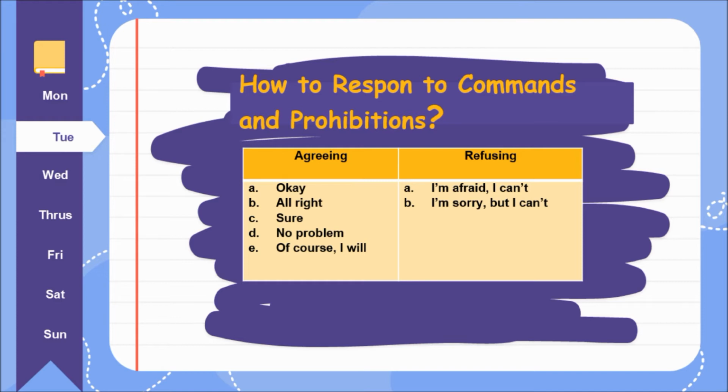When you agree to do something, you can say, okay, alright, sure, no problem, of course I will. For example, a friend tells you to open the door, so you can respond by saying, okay, alright, sure. And when you want to refuse it, you can say, I'm sorry, but I can't.